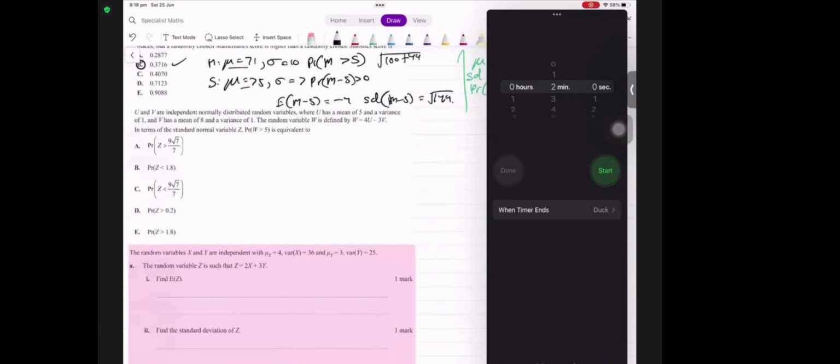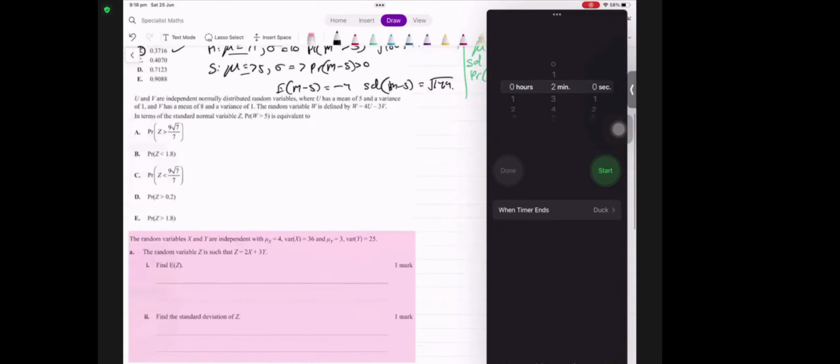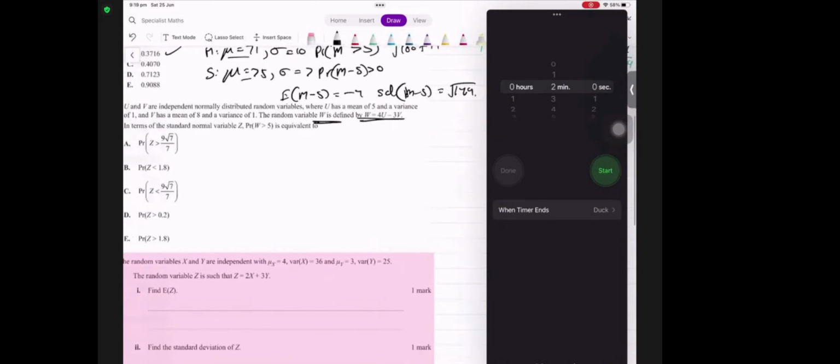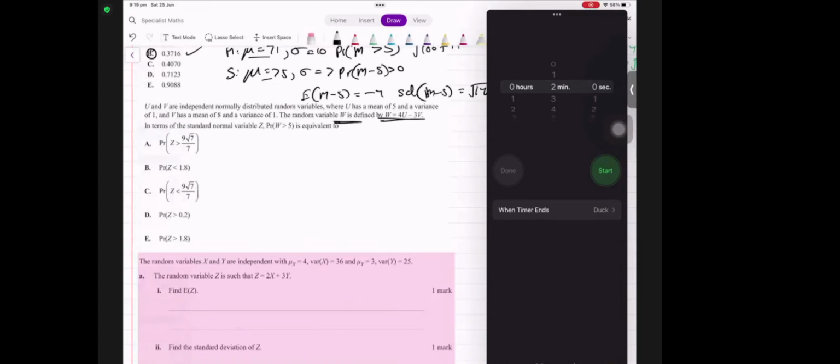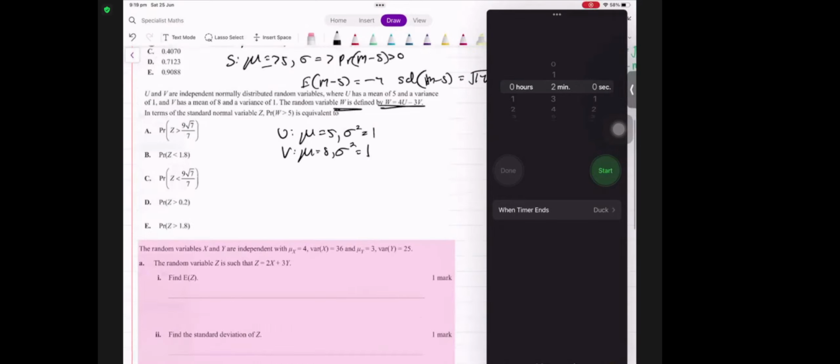From here, this is where your independent variables come in as well. It's the same thing as I said before, where you have another variable defined as a combination of two independent variables. But here it's defined to be that way. W is not equal to U1 plus U2 plus U3; it's defined to be that way, so you have to use their way of defining it. U has a mean of 5 and a variance of 1. V has a mean of 8 and a variance of 1 as well. Then W is defined to be 4U minus 3V.